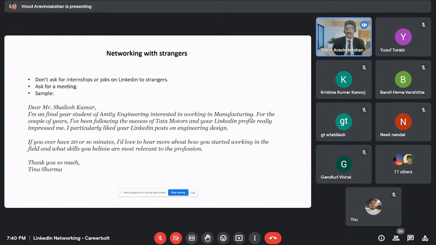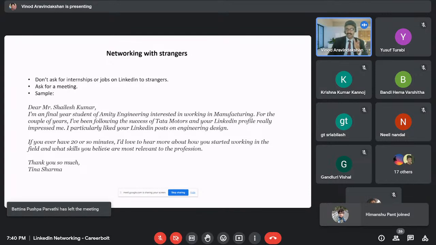So I've given a sample here. So just take 20, 30 seconds, go through this. And I think this is an example of a really good note you can send on LinkedIn and which will have a much higher response rate. It says here, "Dear Mr. Shailesh Kumar." So please remember to add the name with Mr. Don't just call them by first name or last name. Make it formal. Add Mr., Mrs., Ms., whatever. Add that very clearly.